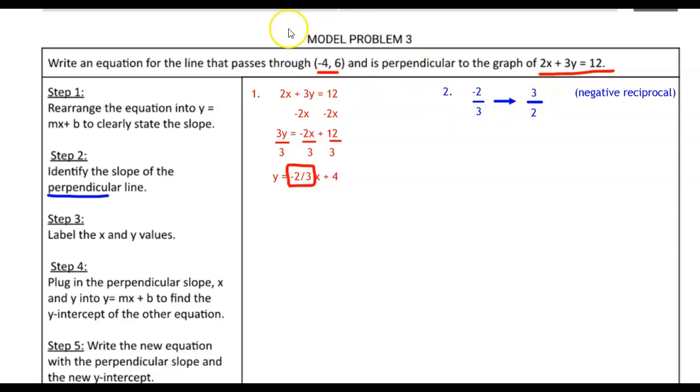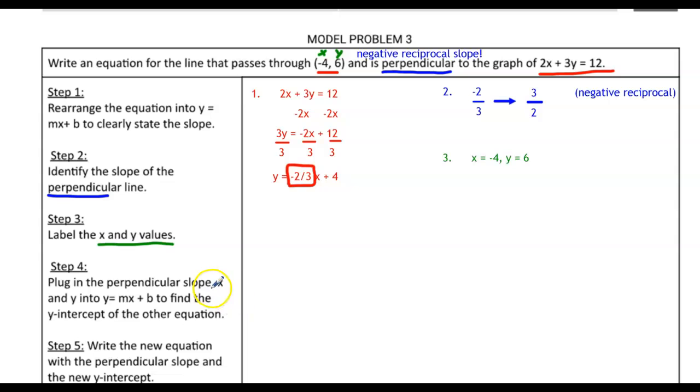Why were we supposed to do that here and not on the previous problem? Keep in mind, this word perpendicular indicates to us that we need negative reciprocal slopes. Next, we need to label the x and y values, and in this case, we only have one point to use. We have an x value here of -4, and we have a y value here of 6. Seems like a pretty straightforward step.